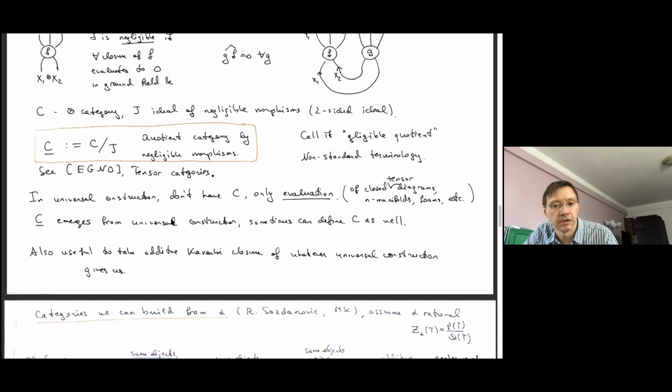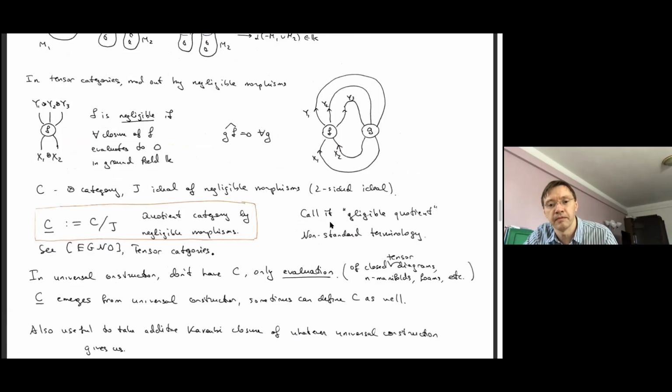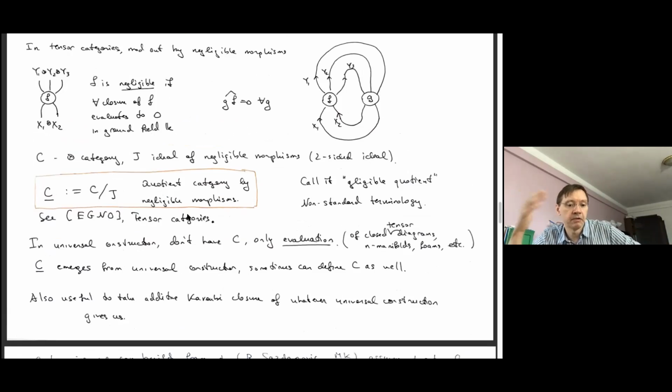So let me just decide to call it the negligible quotient, to avoid the long phrase: the quotient of the category by the ideal of negligible morphisms. That's very long, so let's call it the negligible quotient, C modulo J, the quotient category by negligible morphisms. And it turns out that there are quite subtle questions, questions like, when is this quotient semisimple?